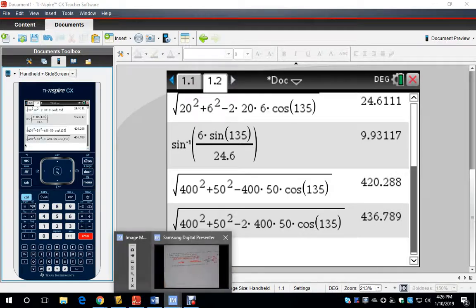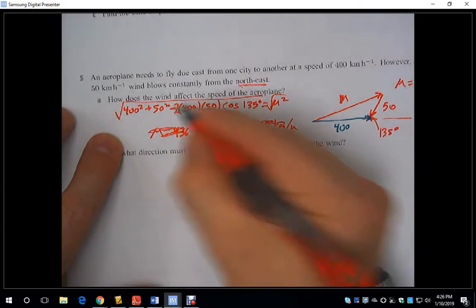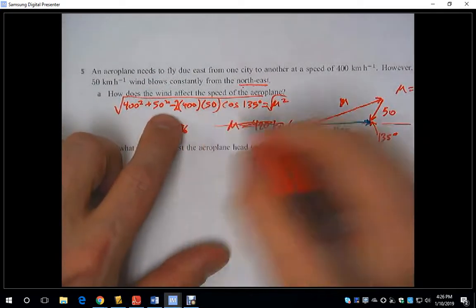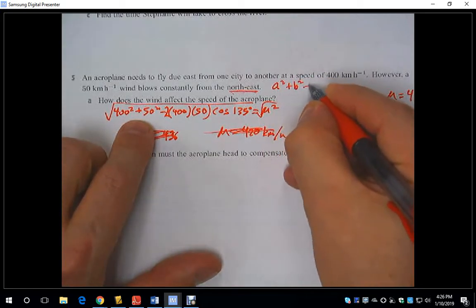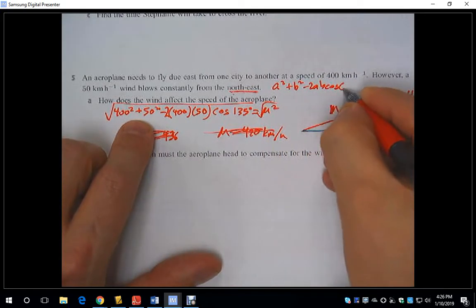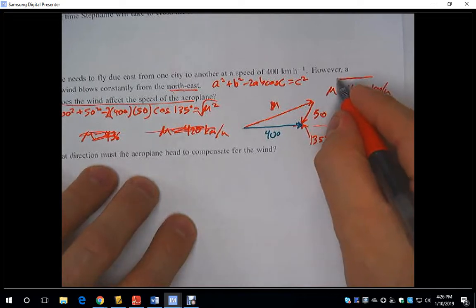That silly mistake. I was getting a little sloppy. There should have been a 2 right here. So I think what would have helped me avoid this mistake is if I actually wrote out a squared plus b squared minus 2ab cosine c equals c squared, so that I didn't forget that little 2 there. So there you go. That's the answer to A.